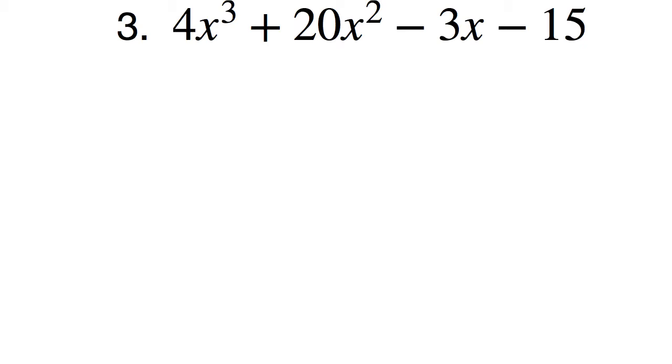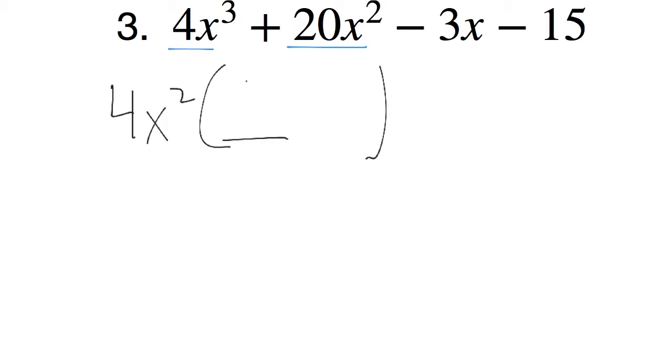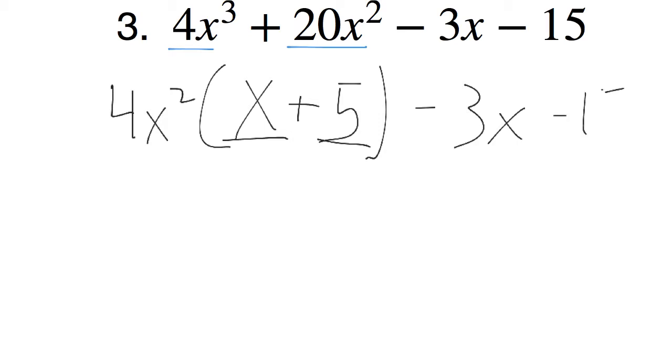So what you can do is take a look at the first two terms and say, well, what's the greatest common factor there? I think you can factor out 4x squared from both terms. 4x squared times what gives you 4x cubed? That's just going to be x. 4x squared times what gives you 20x squared? That's going to be 5. Now, what if you could factor out x plus 5 from the other two terms? Well, you actually can.